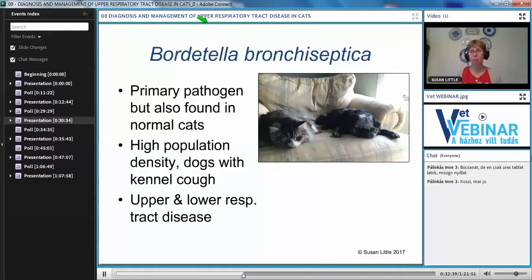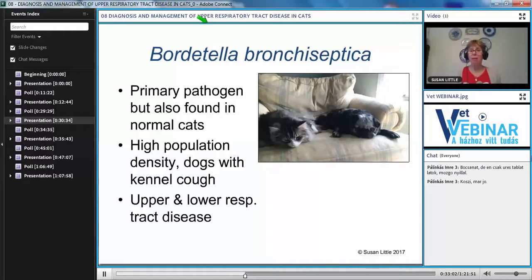But it also can be a primary pathogen in cats. Just like mycoplasma, we will see cats that are infected but don't have clinical signs. So some patients get clinical signs from this and some don't. We tend to primarily see this not in the single pet cat in a home. It's more likely to be in high density populations.